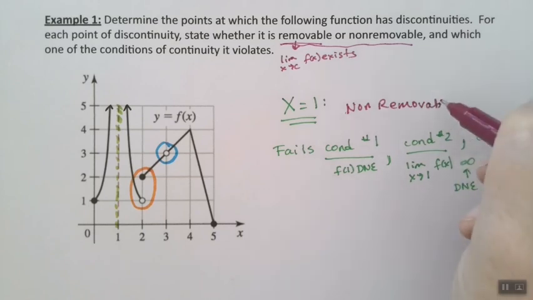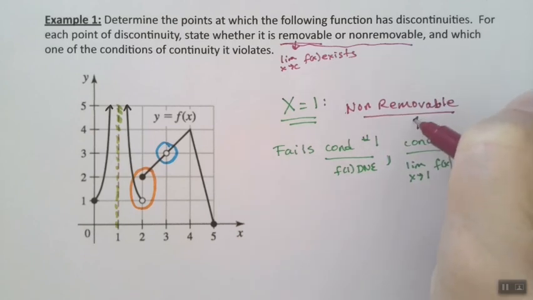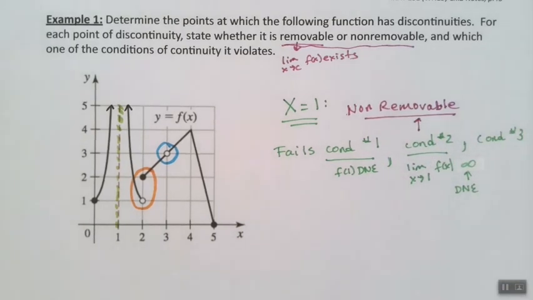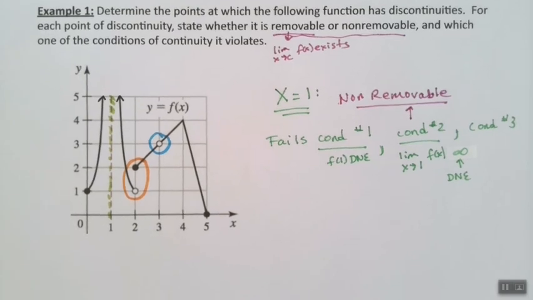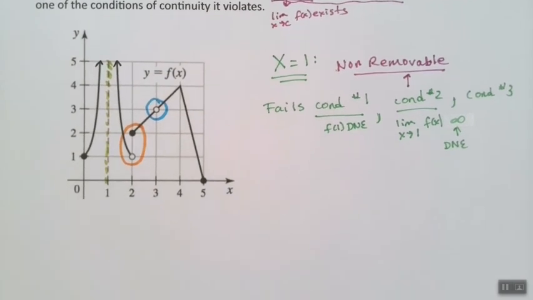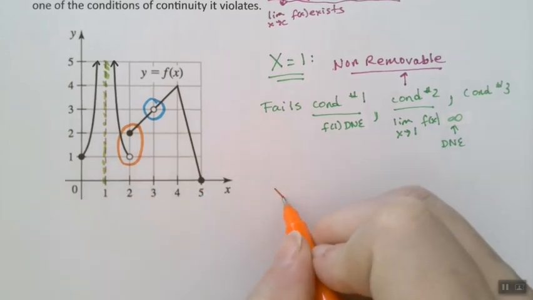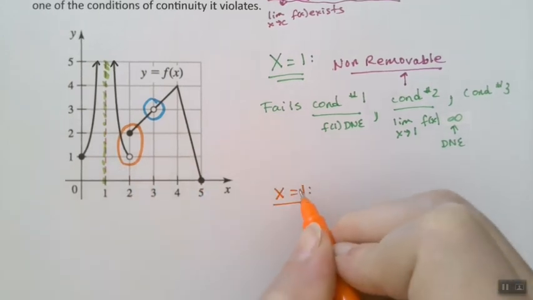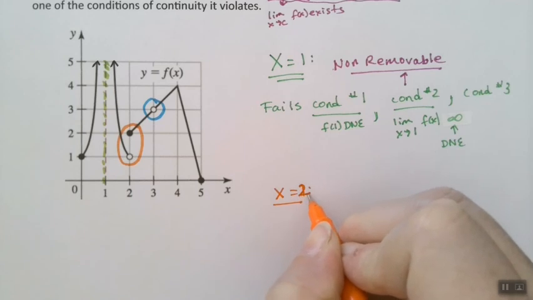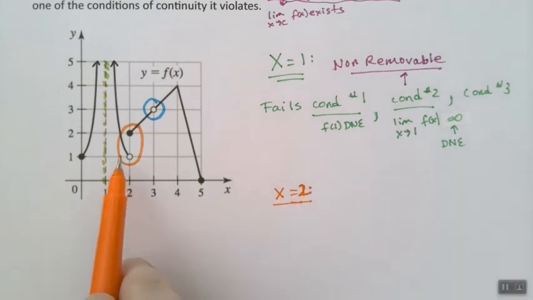I don't know if I'm spelling that word right. Non-removable. There we go. Right? This part right here leads to the fact that it's non-removable. I can't just put in 1 dot and refill and make the graph continuous. It's not going to work. All right, now what about this section right here? So for x equals 1, or sorry, 2, I'm so sorry, x equals 2, right here.